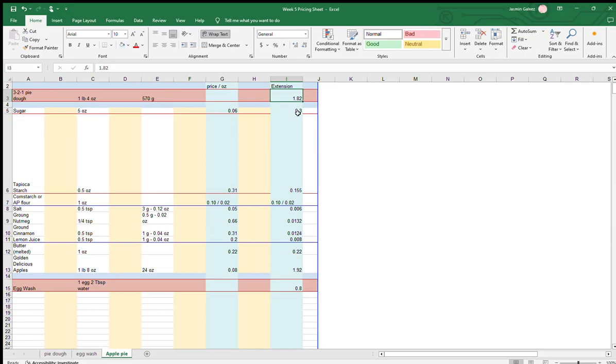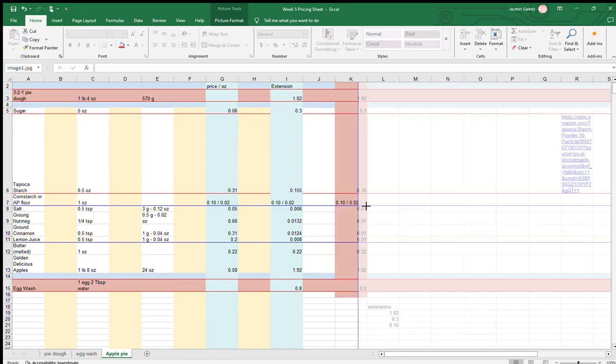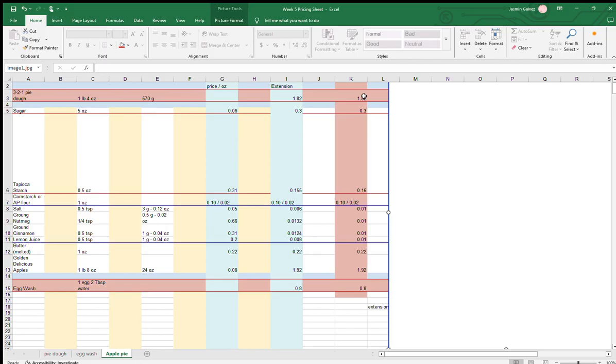For the sugar, we got 30 cents. Tapioca starch, we got 0.155. And then so on and so forth. You can see that a lot of these aren't pretty numbers, like the tapioca starch. Columns 8 through 11. So what we're going to do again is to go ahead and round down or round up. So leave this alone, leave this alone. 0.155 turns into 0.16.